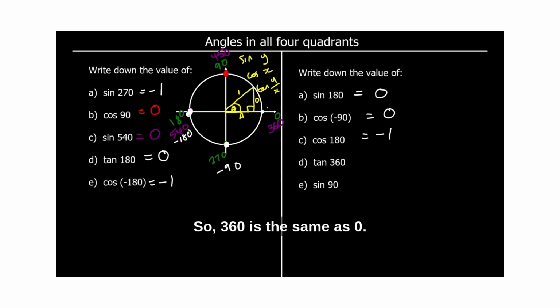Tan 360. So 360 is the same as 0. It's the y over x. So it's 0 over 1, which is 0. And sine 90, the y-coordinate, is 1.